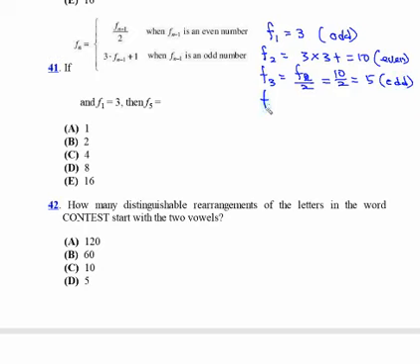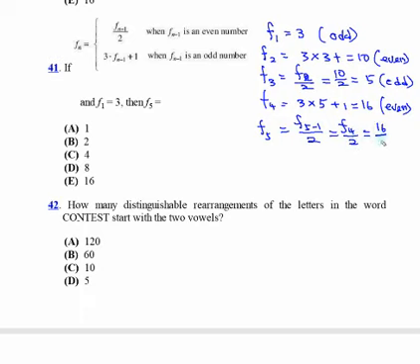Okay, so f4. Since f3 is odd, I'm going to use this. So it's 3 times f3, which is 15, plus 1, which gives you 16. So this is even again. So when you find f5, if f4 is even, then I'm going to use this: f5 minus 1 over 2, which is f4 over 2. So 16 over 2 gives you 8. So this is the answer.